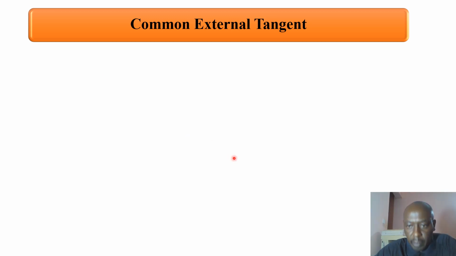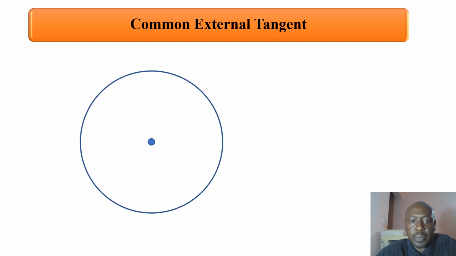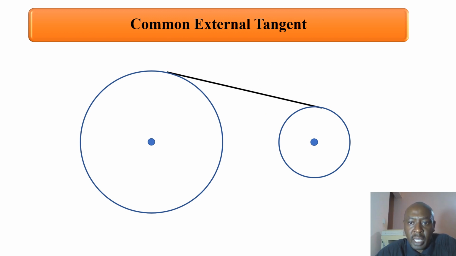Okay, in the next part of the lesson, we now look at the common external tangent, a tangent that is common to the two circles. We start by establishing the first circle and then the second circle with their centers. Our interest is to draw the two external tangents that are common to the two circles.